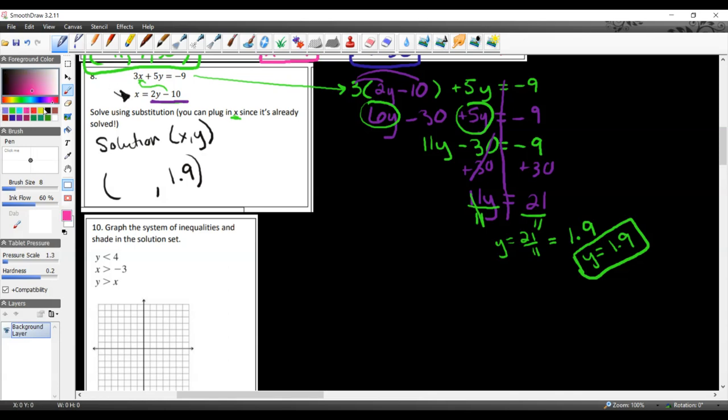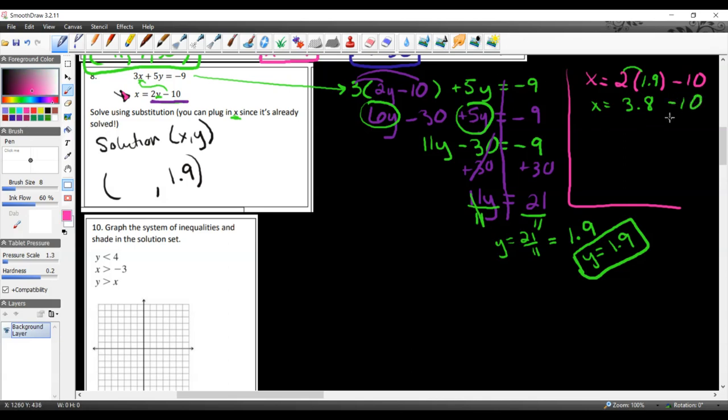Okay, so let's go ahead and do that. I'll put a little space right here. X equals 2 parentheses minus 10. And in that parentheses, we're going to plug in the value of y. So y was equal to 1.9. Okay, so we're going to multiply that. So x equals 2 times 1.9 is 3.8. Bring down the 10.